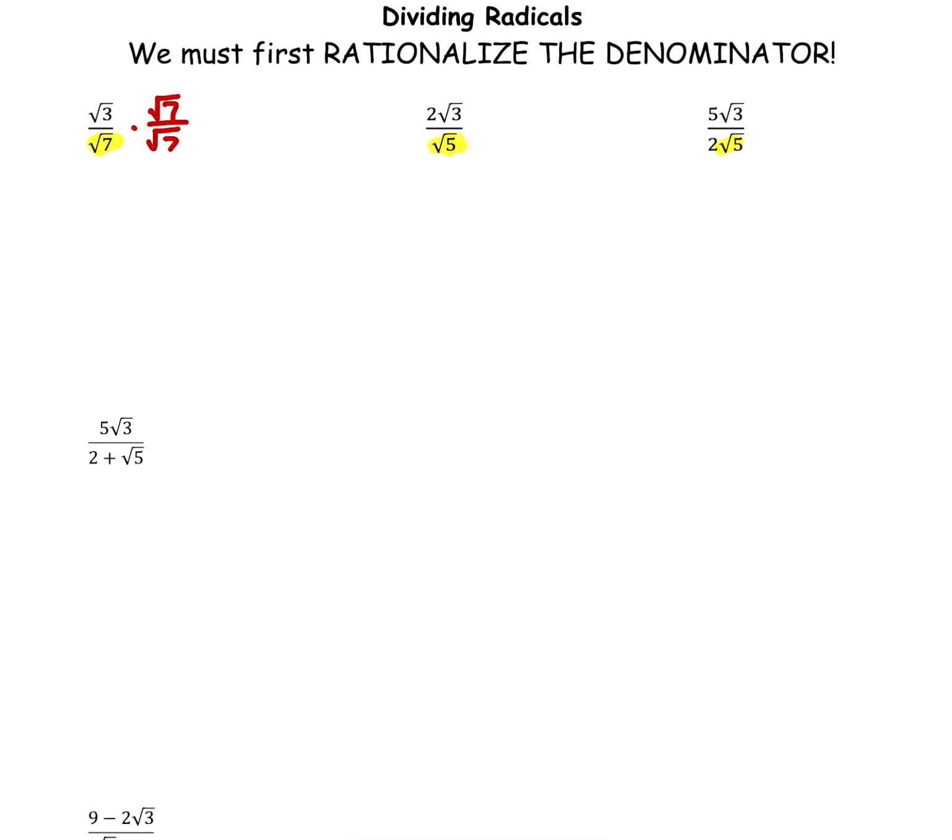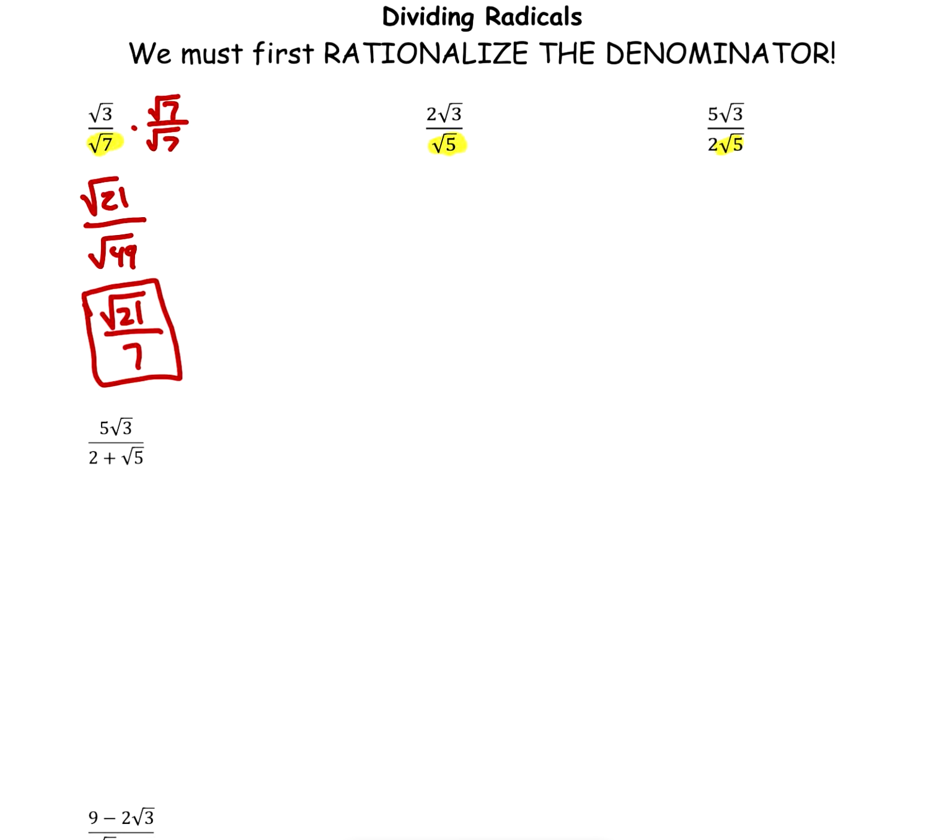So radical 7 times radical 3 on the top would be radical 21. And then radical 7 times radical 7 in the denominator would be radical 49, which when you simplify, well, radical 21 stays radical 21 because there's no perfect square that goes into 21. But radical 49 is just 7. And now we have our denominator rationalized. It is 7, and that is our answer.